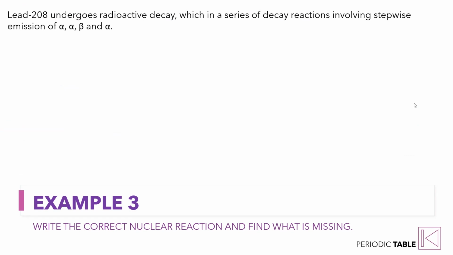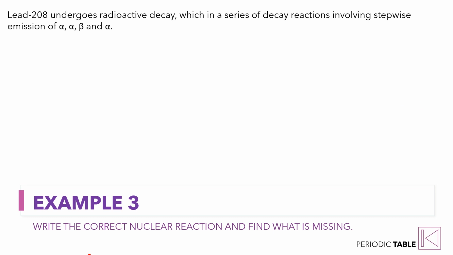Okay, last one. This is the last example. Lead 208 undergoes radioactive decay, which is a series of reaction involving stepwise emission of alpha, alpha, beta, and alpha. So, stepwise emission daw. So, sunod yung ibig sabihin, after one decay, another decay happens. Then, another and another. So, this time, apat yung ating modes of decay. So, alpha, alpha, beta, then alpha.